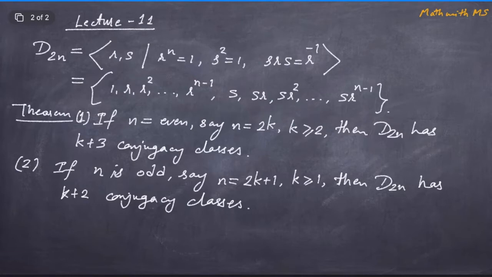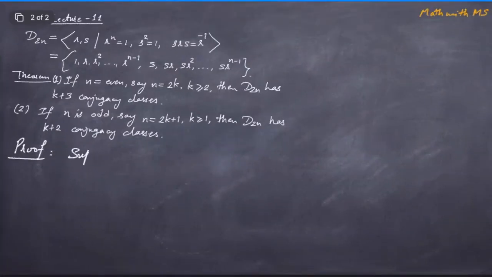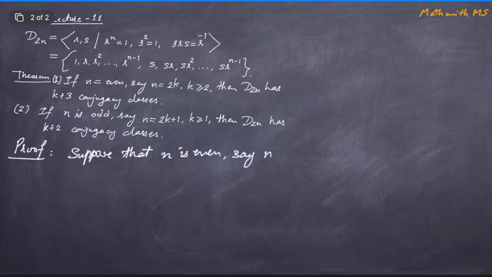So we are going to compute the conjugacy classes explicitly. It will be a purely group theoretical computation, but this will also give you an idea how to really proceed for small order groups if you are given the presentation. So let's prove it. First, suppose that n is even, let us say n is equal to 2k, where k is bigger than or equal to 2.